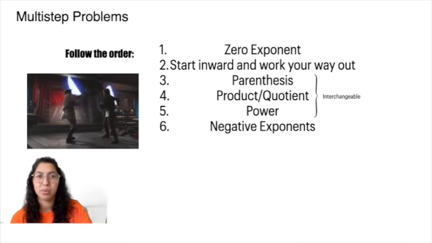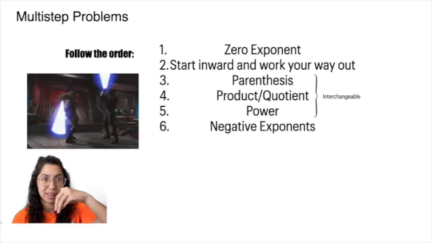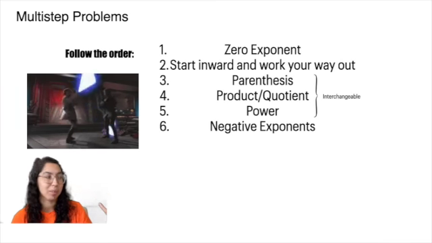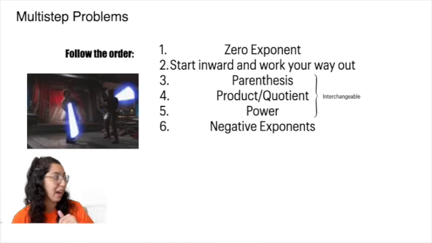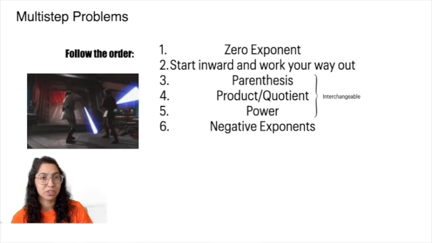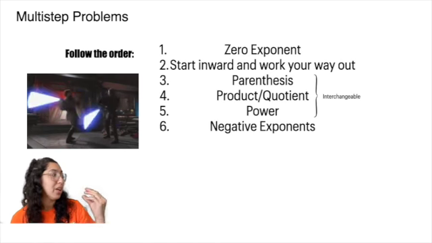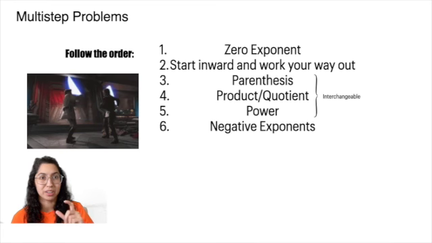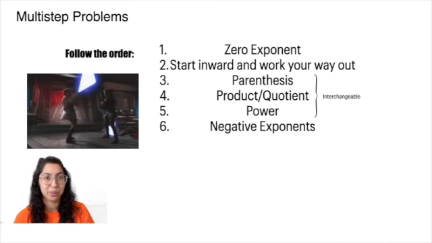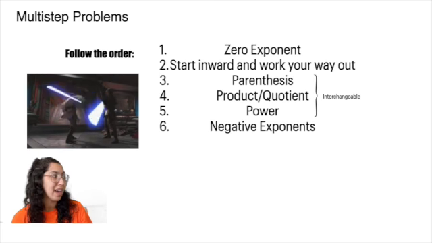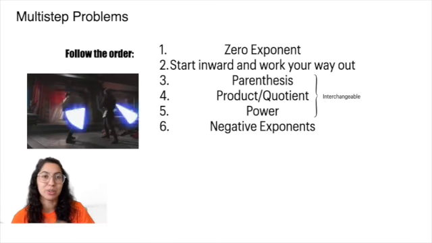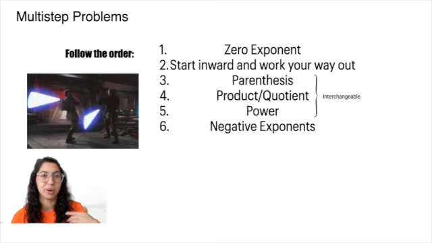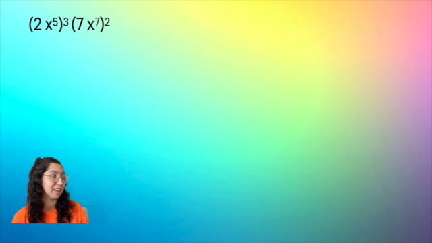Next, start inward and work your way out. Always start inside the parentheses and work your way out like PEMDAS. Next, parentheses, make sure you're going in, out. Product and quotient should come next, and then power rule. Those are interchangeable. So whichever one I see fit to go first is what I'm going to do, whichever one's the most obvious. And last, of course, we'll worry about our negative exponents all the way at the end. We'll do all of our rules, and then we'll go ahead and get rid of those guys at the end.